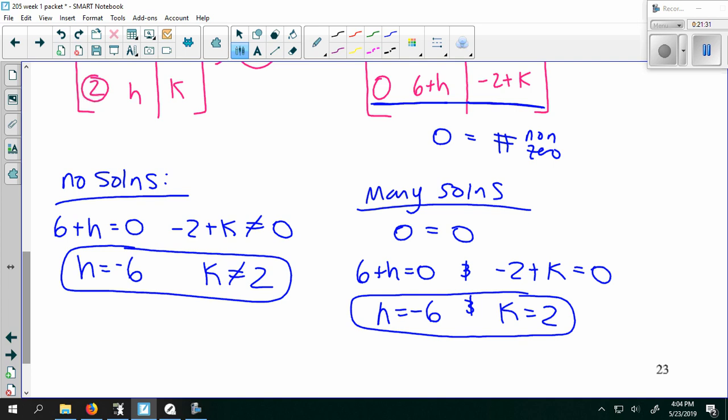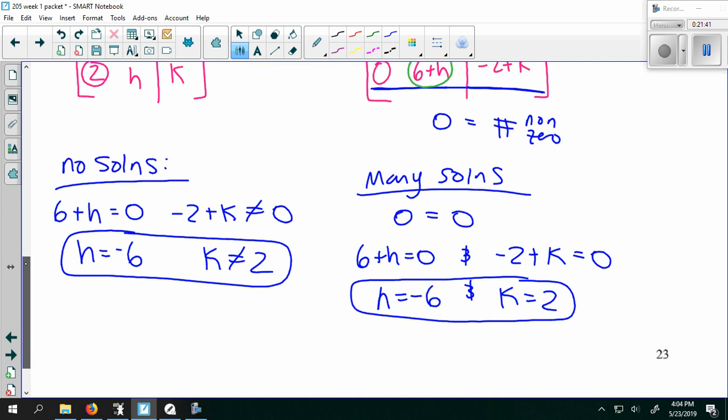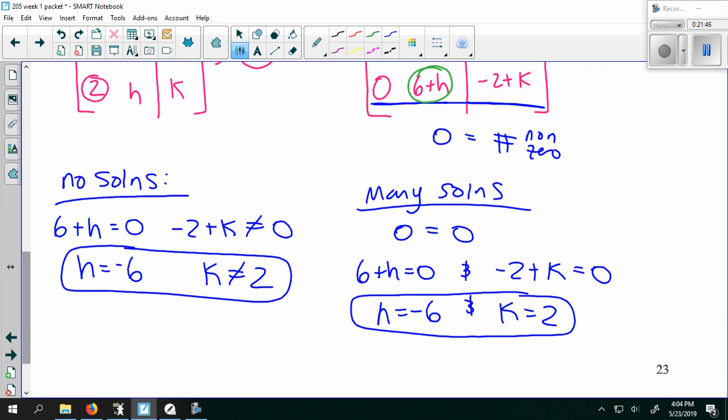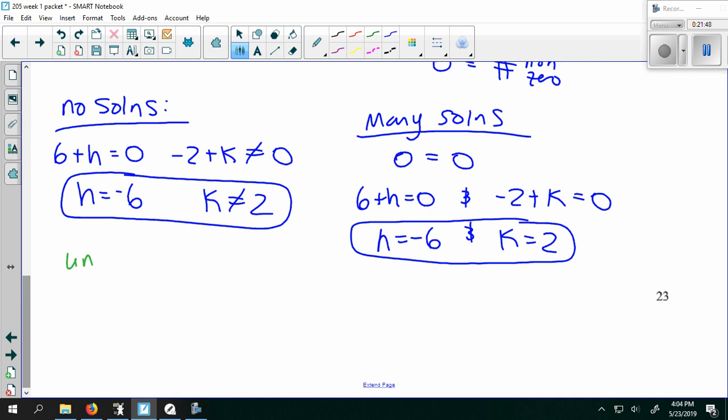A unique solution would be if 6 plus h was not 0, and -2 plus k can be anything. Doesn't matter, because if the left-hand side of the equation isn't 0, then you can solve. So unique solution, that happens when 6 plus h is not 0. So h is anything except -6.